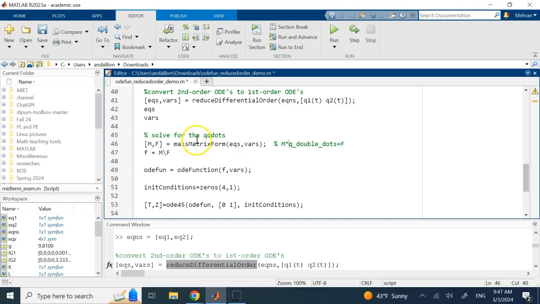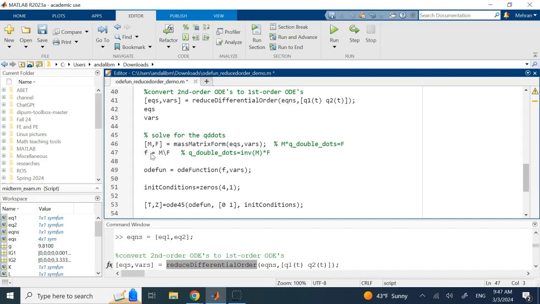So it converts the equation into this format, and now by multiplying inverse of M by F, or M backslash F, it is solving for it. So now it says Q double dots equals inverse of M times what? Times F. So you see it is solving for Q double dots. Now these F's are those final first order ODEs that I talked about. And now you got these equations.